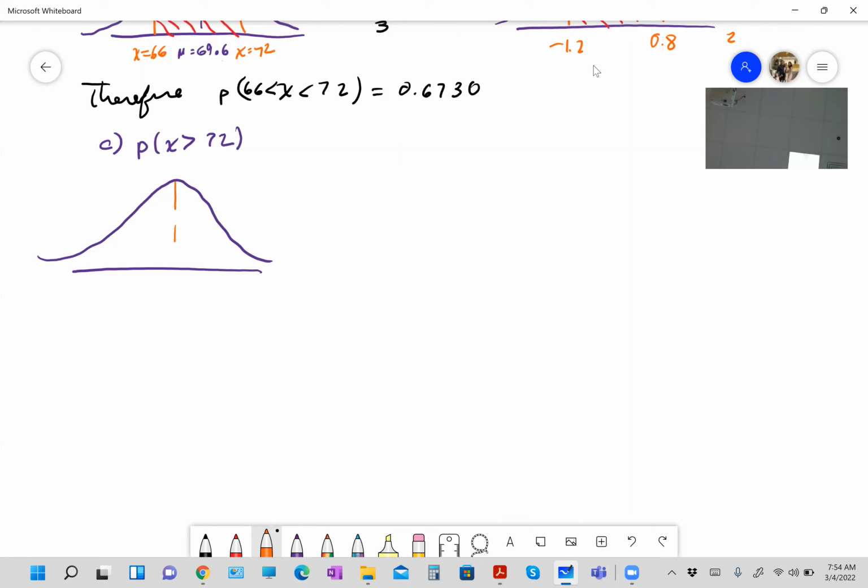Not 1 minus the z-score. 1 minus the area of the z-score. The area to the left is given by the table.